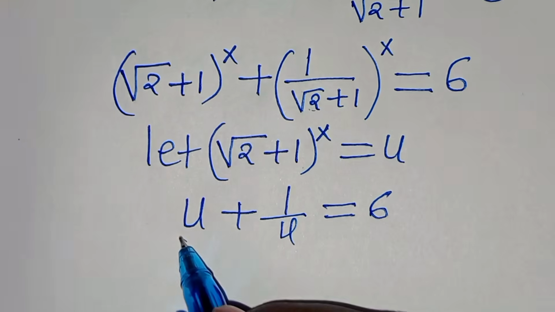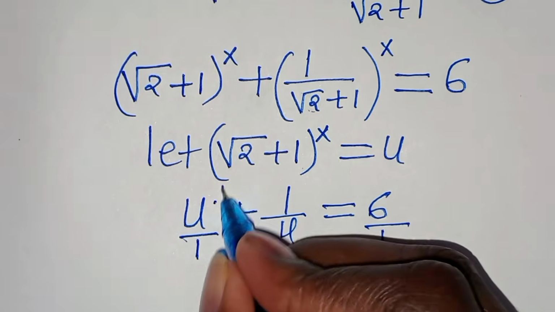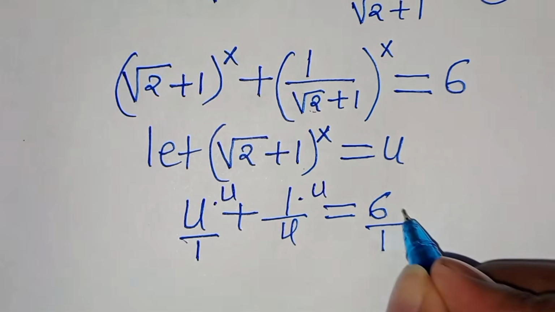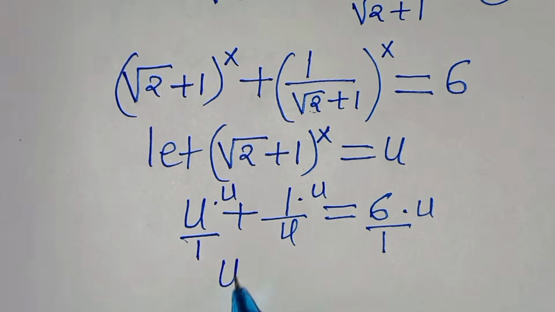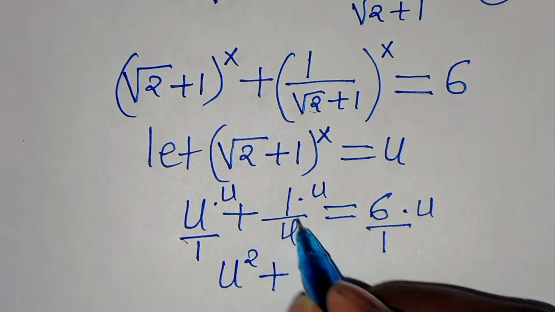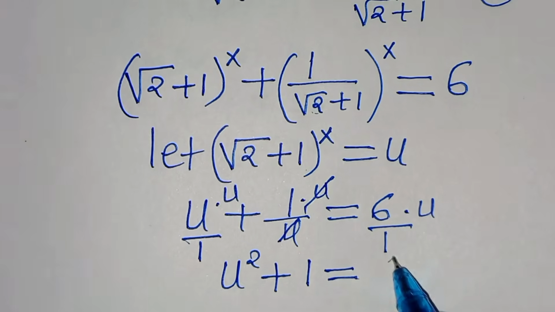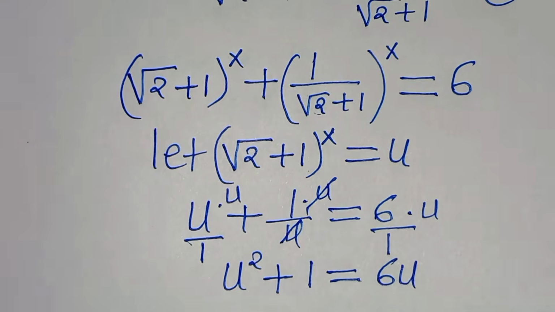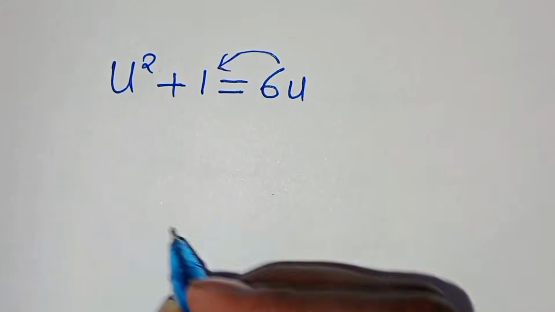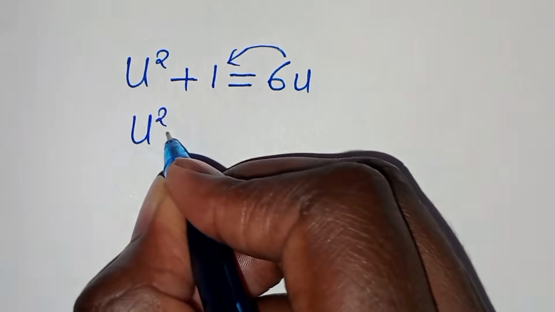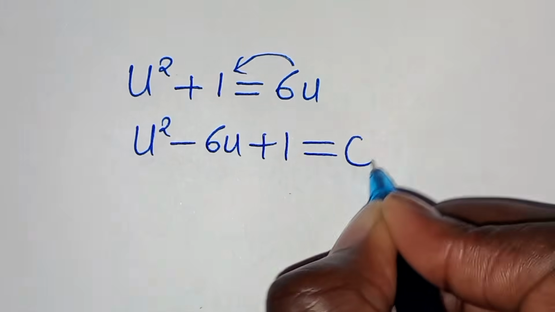Now since u is a whole number, so this is over 1 and 6 is a whole number. So let's multiply everything here by u. So u times u is u squared, then plus, let's simplify u and u here, plus 1. This is equal to 6 times u, which is 6u. Let's take 6u to the left hand side, so that we have u² − 6u + 1 equal to 0.